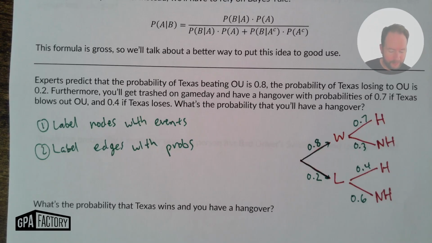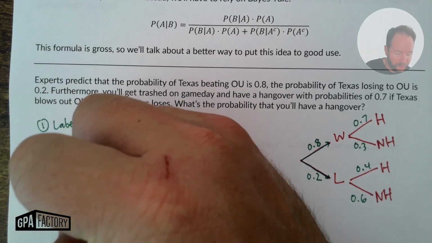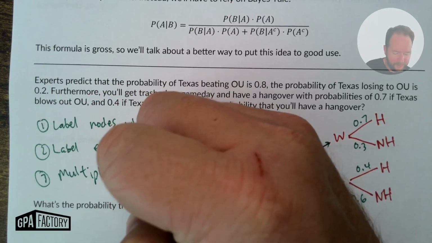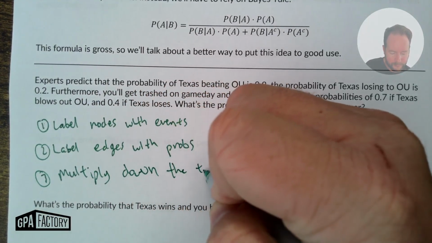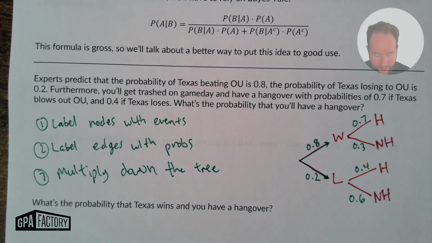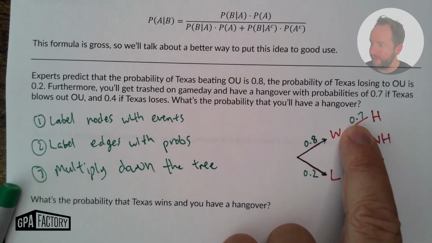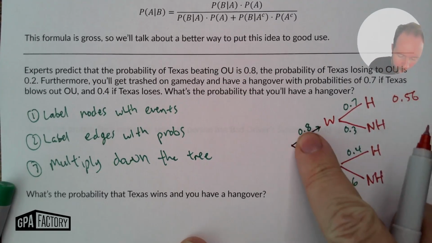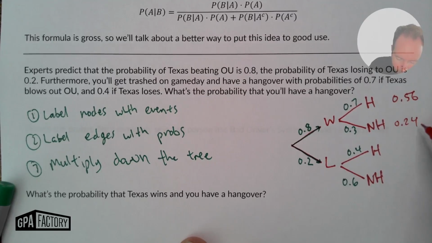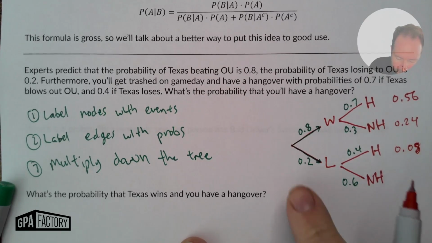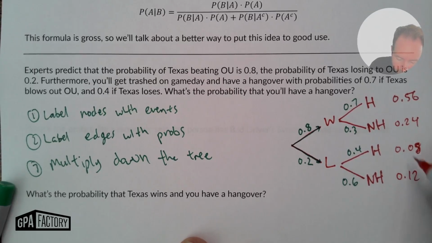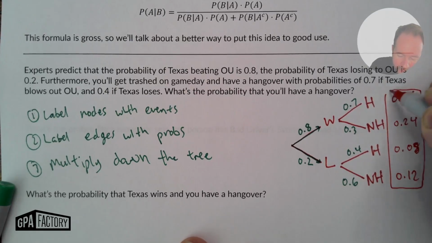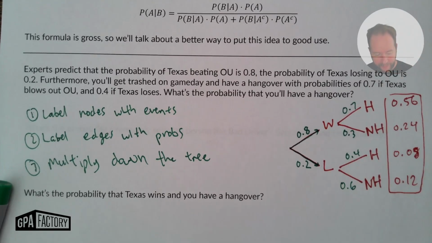At this point, I'm going to proceed with step 3, which is to multiply down the tree. So I'm going to take this 0.8 times this 0.7, and that's going to come out to be 0.56. I'll take this 0.8 times this 0.3, that'll be 0.24. 0.2 times 0.4 here is going to give me 0.08. And 0.2 times 0.6 is going to give me 0.12. At this point, I'm really only going to play with the values in this table. Now that we've done the 3 steps, we can answer just about any question that comes our way.